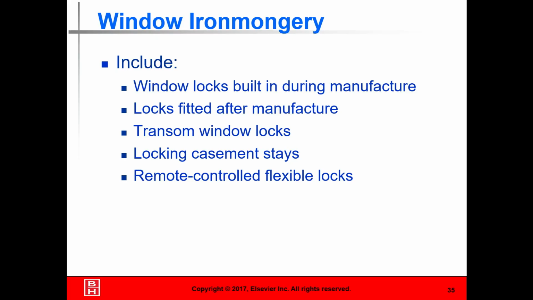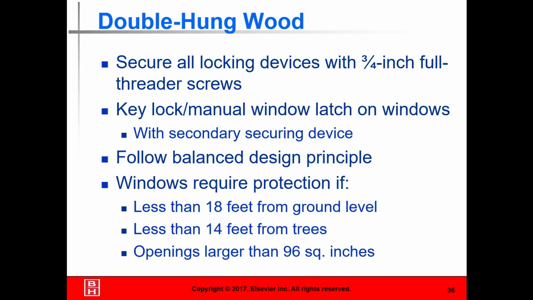The ironmongery. Window locks built in during manufacturing, locks fitted after manufacturing, transom lock, lock encasement. These are the different types of locking that we can have. Obviously, if it's built, everything put together at the factory, it's probably going to be a little bit better.